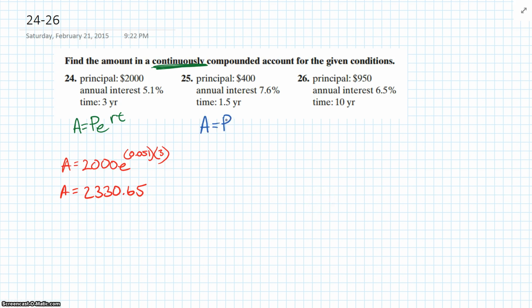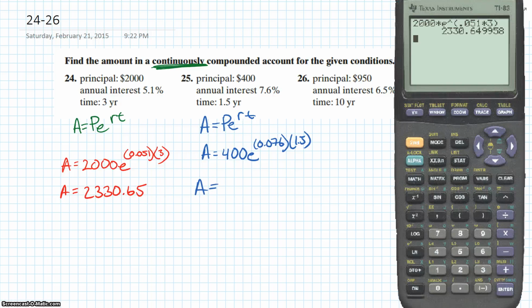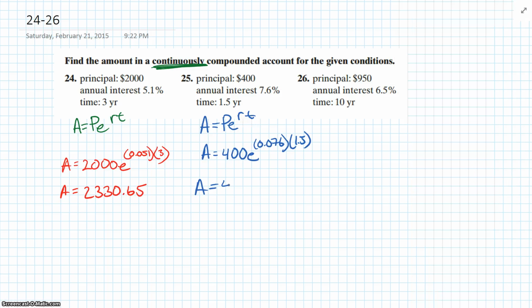Same equation, A equals P E to the RT power. So A equals 400 times E to the 0.076 times 1.5. Again, that's easy calculator work. Just plug it in. So it's just going to be 400 times E to the 0.076 times 1.5. This shouldn't really be that much. $448.30.